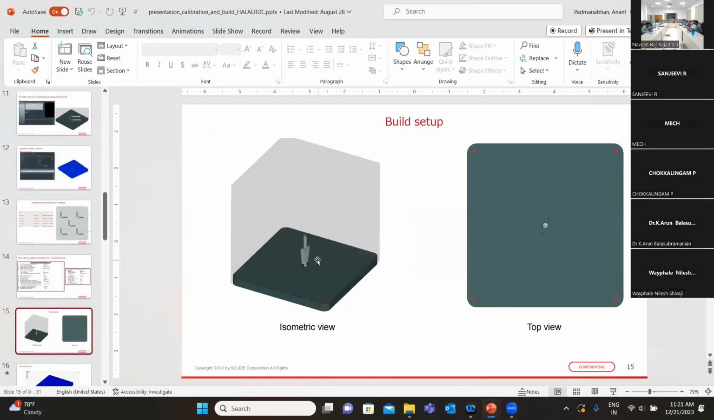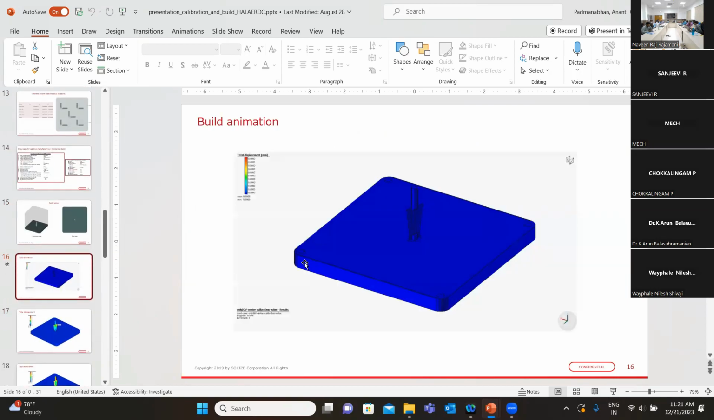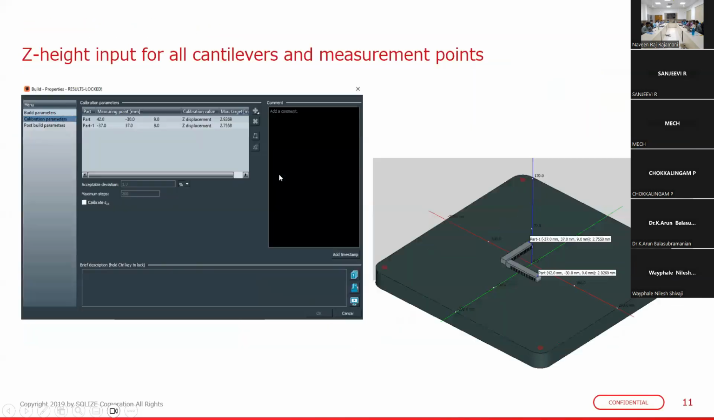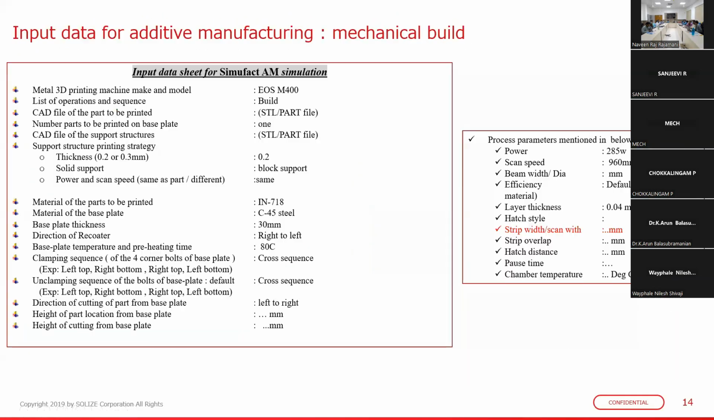For example, this is a blade which is getting printed on this. This shows what we printed. You can see the build animation there. If I play the slide, you can see the animation. After all this, we note down all these things. This is done on a 3D printing machine like the EOS M400.